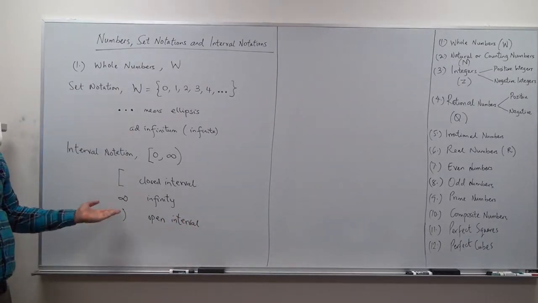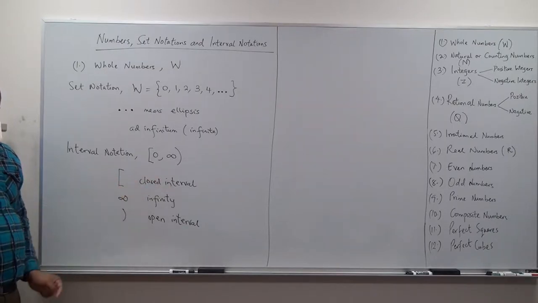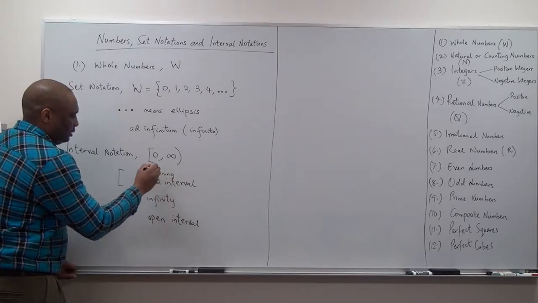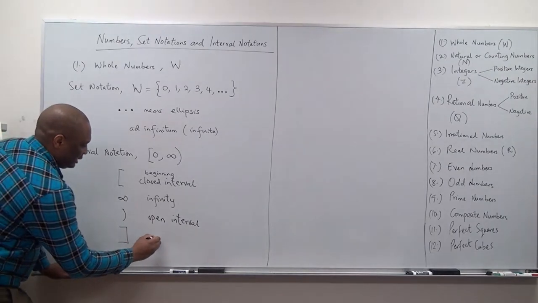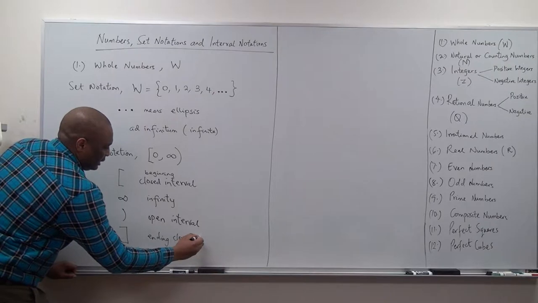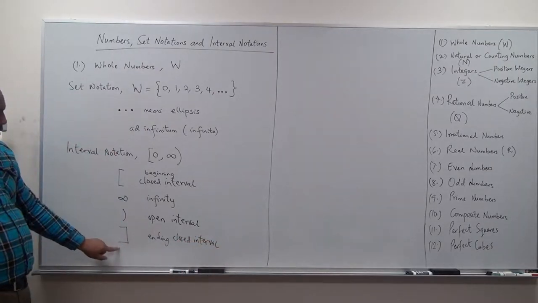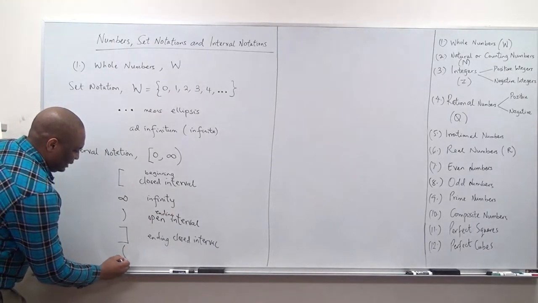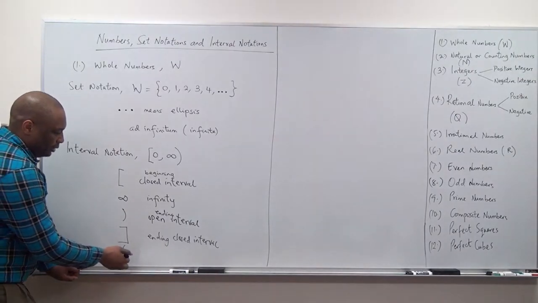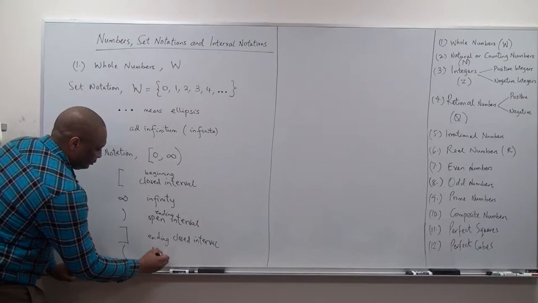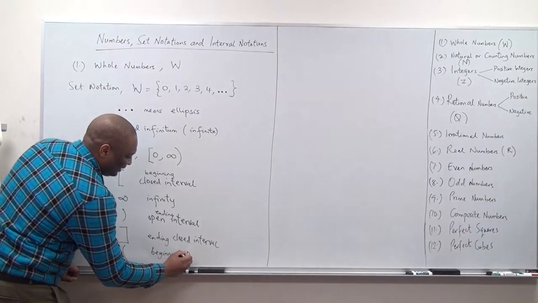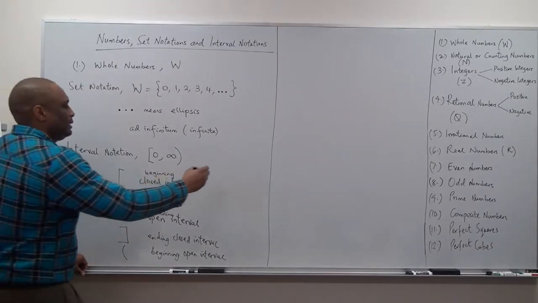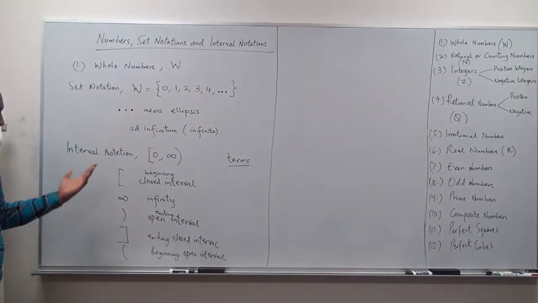Now, for closed interval, this is the beginning. Beginning closed interval. And this is the ending. And then you have the ending closed interval, like this. Now, this one is the ending open interval. If you have this parenthesis, you have beginning open interval. So, you need to know these terms because in math, you will come across this.